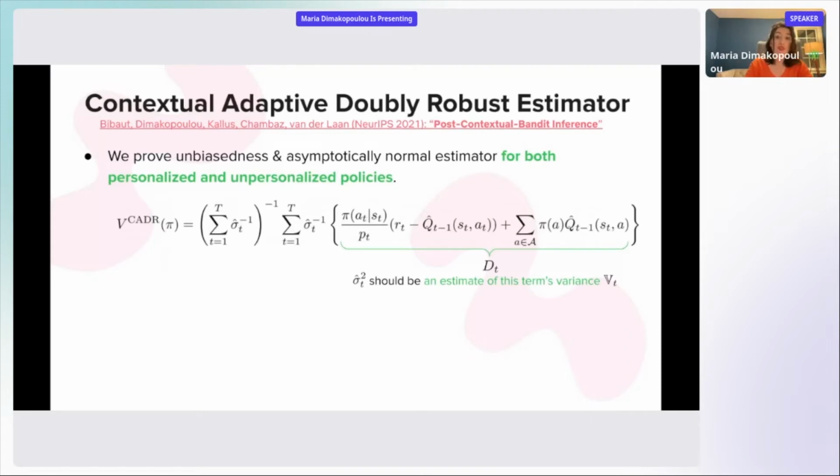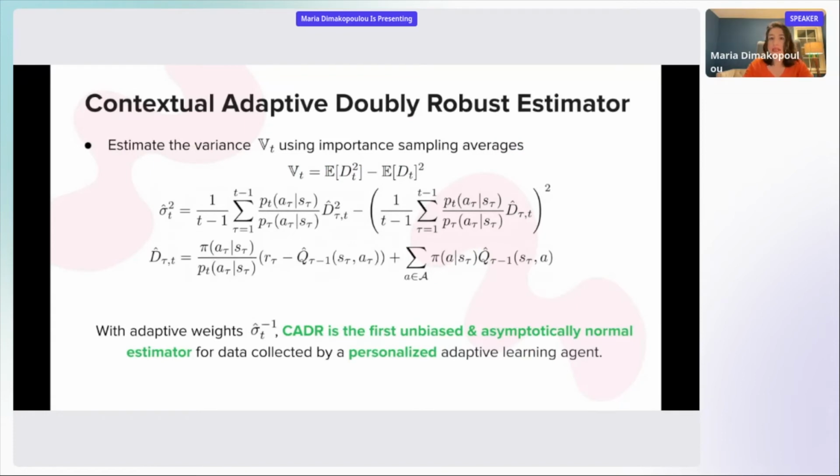And in fact, sigma hat squared needs to be an estimate of the variance of D_t in order to be used as an adaptive weight. The variance of D_t can be decomposed into the expectation of D_t squared minus the square of the expectation of D_t. But the problem is that we only have one draw under the distribution, the policy that collected observation t, to estimate these expectations. We overcome this challenge by casting the doubly robust score of each one of the previous observations before time t as if it was drawn from the policy that we learned at time t. And this is represented by this D hat tau.